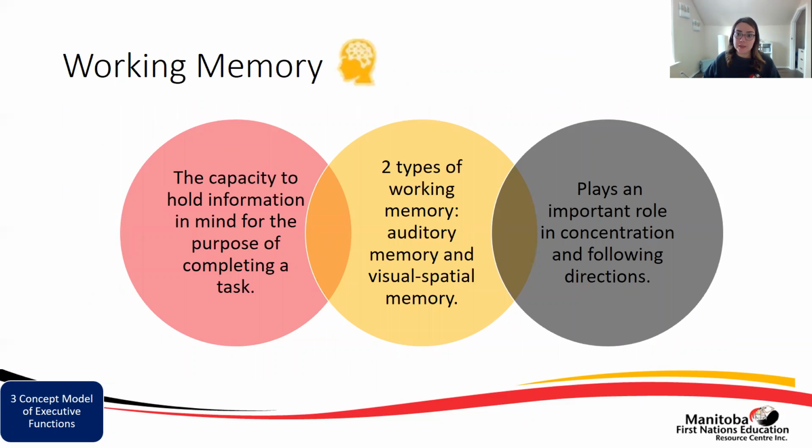So working memory is our next executive function we'll talk about. This is the capacity to hold information in mind for the purpose of completing a task. There are two types of working memory. So there's auditory memory and visual spatial memory. And then they play an important role in concentration and following directions.